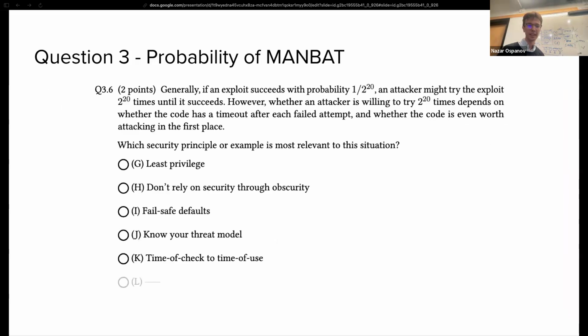Yeah, exactly. And I guess the last question is, generally, if an exploit succeeds with the probability of 1/2 to the 20, an attacker might try the exploit 2 to the 20 times until it succeeds. However, whether an attacker is willing to try 2 to the 20 times depends on whether the code has a timeout after each failed attempt and whether the code is even worth attacking in the first place. So which security principle or example is most relevant to this situation? I'm going to give you a minute to think about it.